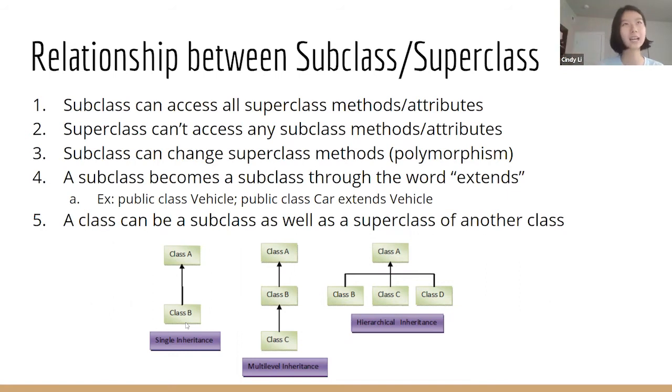You can have class D, class E, class F, class G, all the way to Z. Usually it doesn't go that far, because if it goes that far, it's hard to keep track of all the attributes and methods you've inherited. But that's just a possibility. You can do that, but just because you can doesn't mean it's very common. Any questions on single or multi-level inheritance so far?